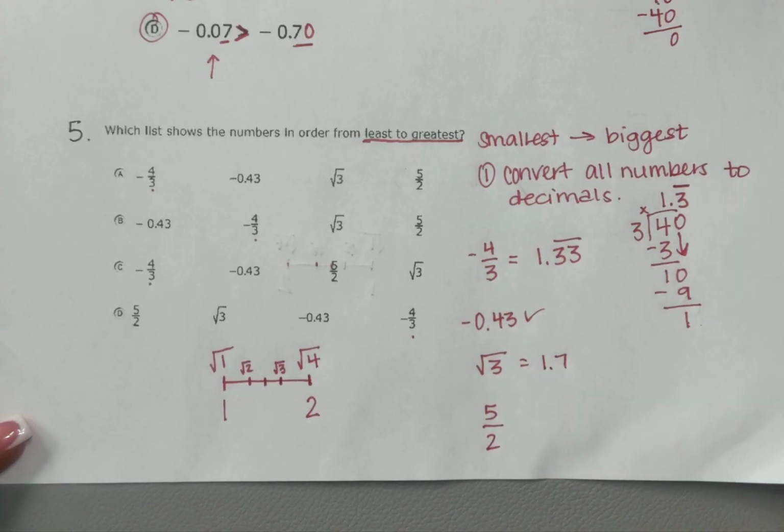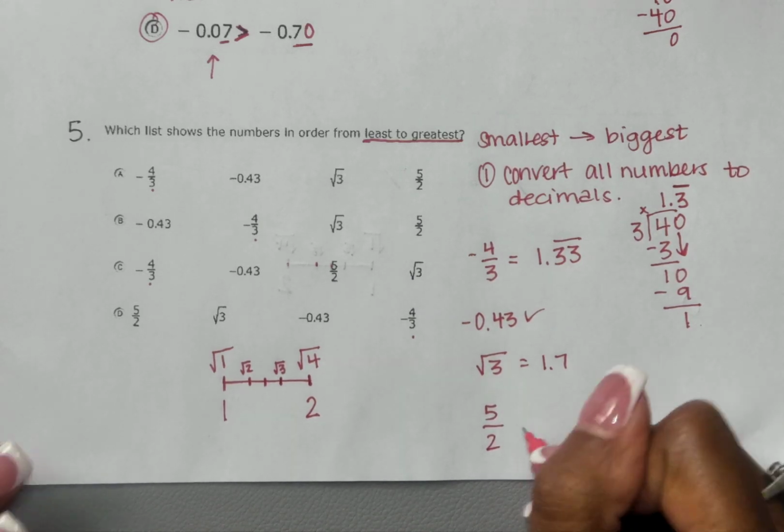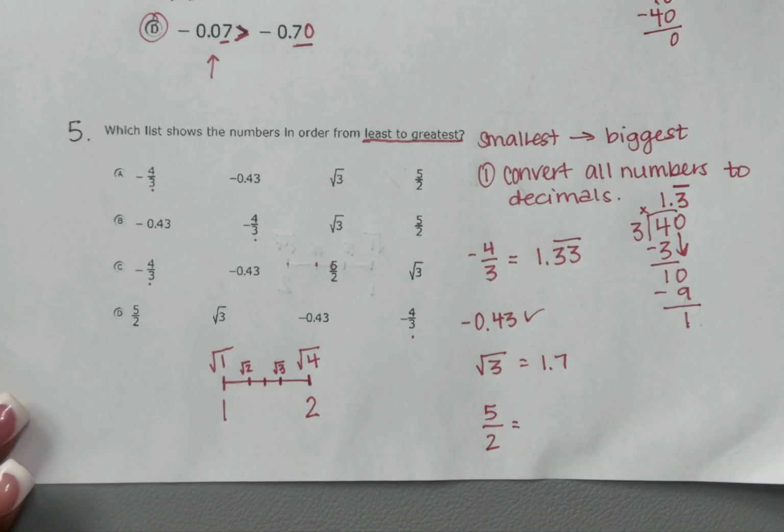1.7. And now again, as I told you guys when we were working on this in class, some of our answers might vary slightly. Someone might say 1.6, someone might say 1.8, and that's fine as long as it's relatively close to each other. And last but not least, 5/2.